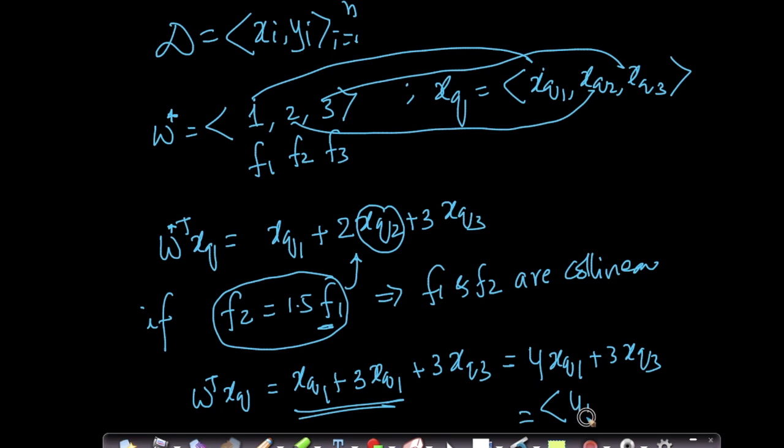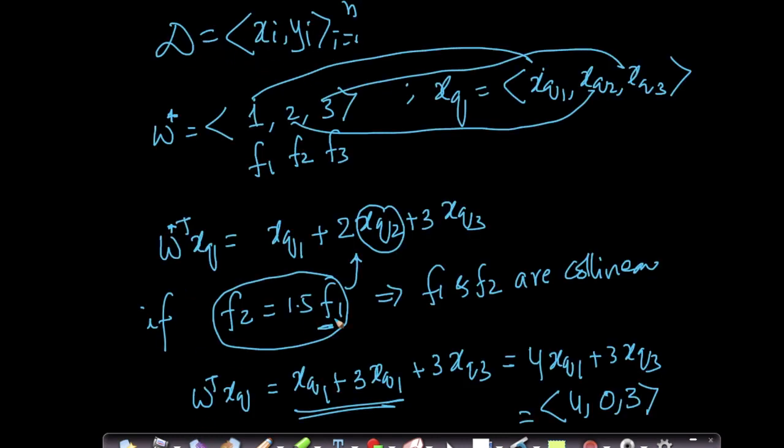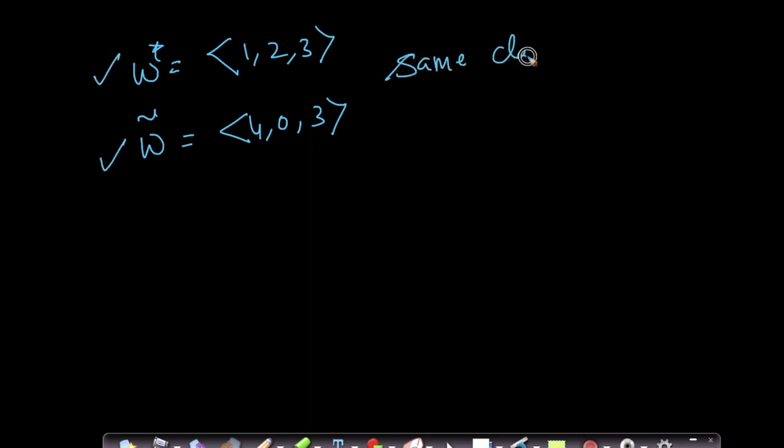Now my weight vector has become 4 corresponding to feature 1, 0 corresponding to feature 2, and 3 corresponding to feature 3. What was the original weight vector? The original weight vector w star that I actually got was 1, 2, 3. But since my features are collinear, I would get the same result if I had another w tilde, which is 4, 0, and 3. Both of these give me the same classifier, because my f2 is 1.5 times f1.